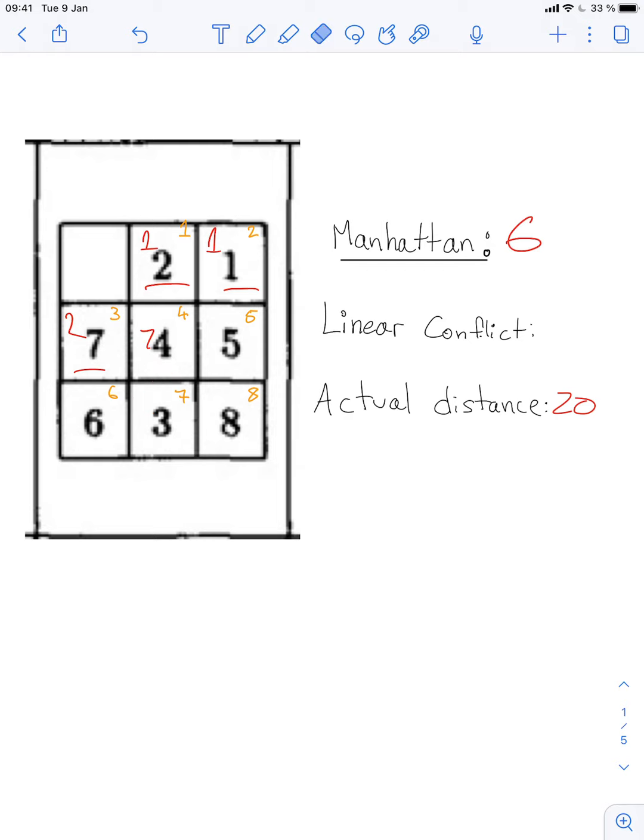Okay, that's perfect. Now, there is another heuristic that's called the linear conflict. This one is an extension to the Manhattan distance. That means that it looks at something that the Manhattan distance does not, and that is that some configurations are harder to solve than others.